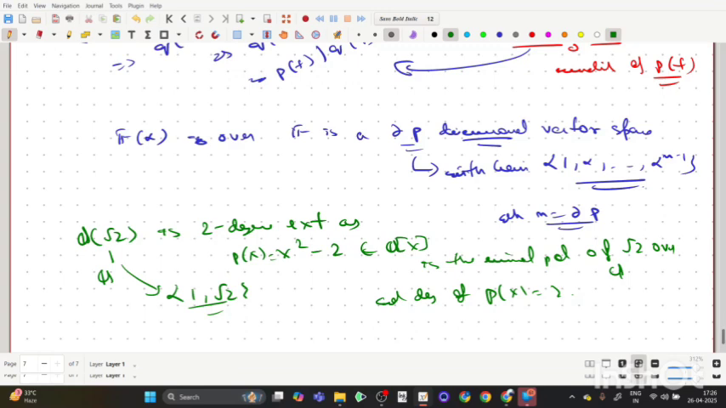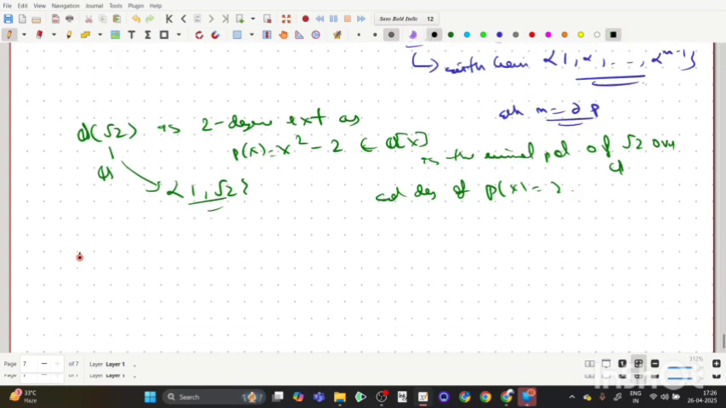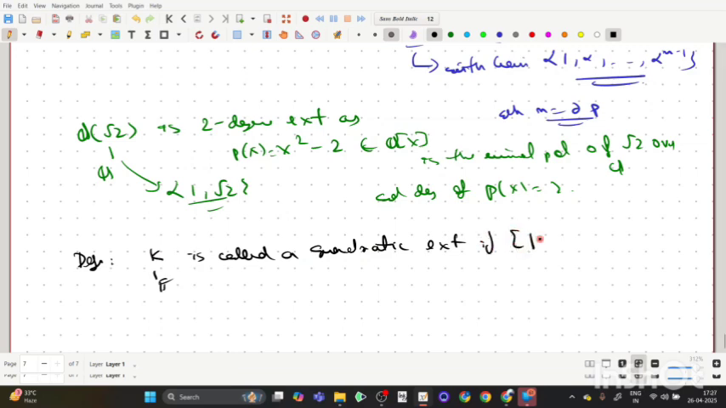This brings us to the next definition. A field extension K over F is called a quadratic extension if the degree of the extension of K over F is 2.